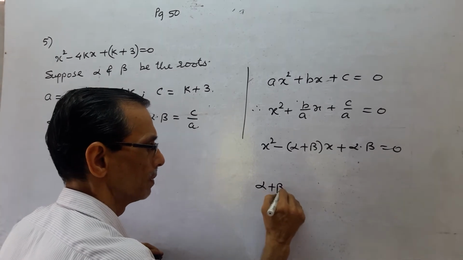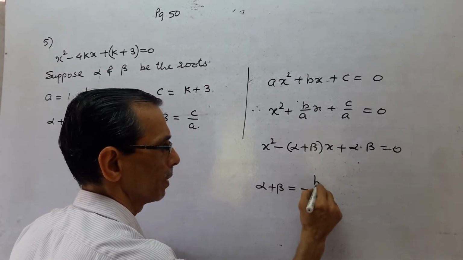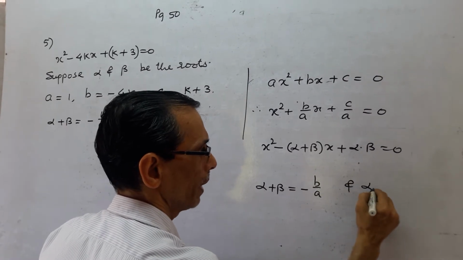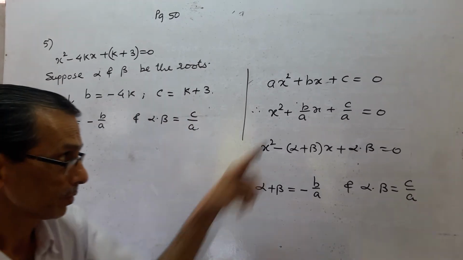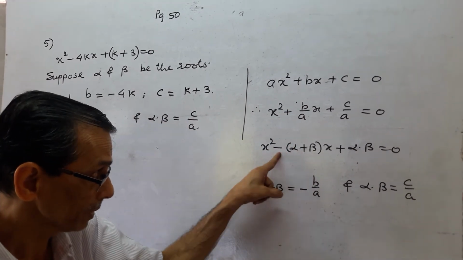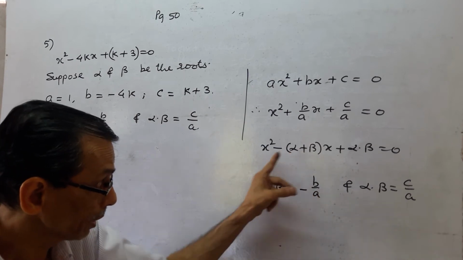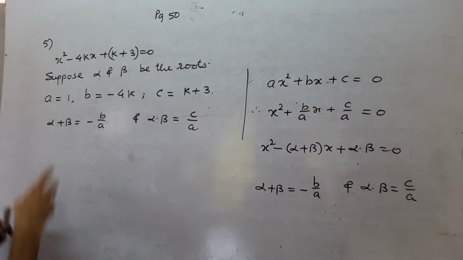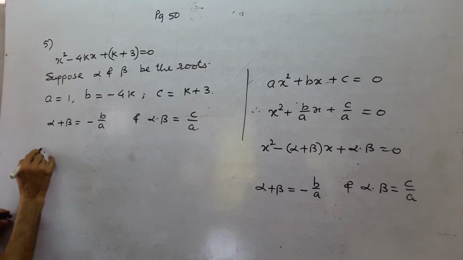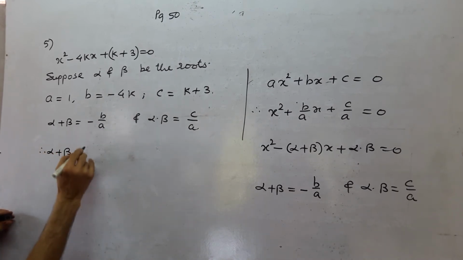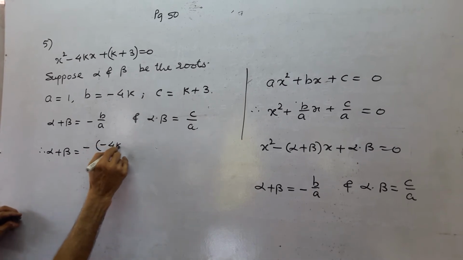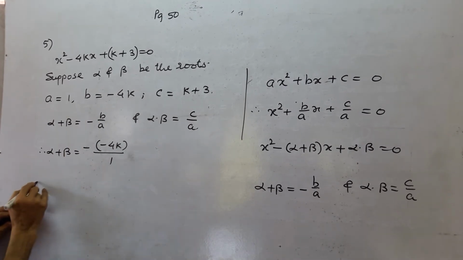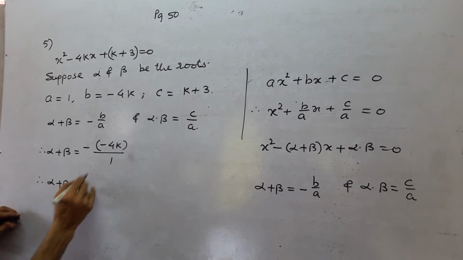And therefore alpha plus beta equal to minus b upon a, and alpha into beta is equal to c upon a. Take note of this. Because plus b upon a is minus bracket alpha plus beta, and therefore alpha plus beta equal to change the sign of that b upon a. So we get alpha plus beta is minus b upon a. But b is what? Minus 4k. So minus b upon a, but b is minus 4k upon a is 1, and therefore alpha plus beta equal to 4k.